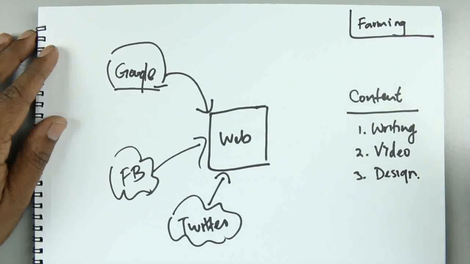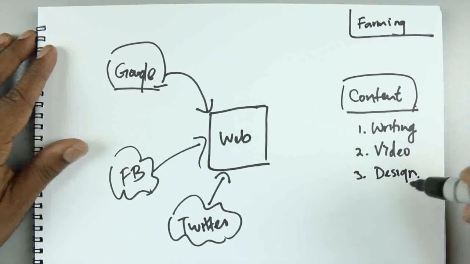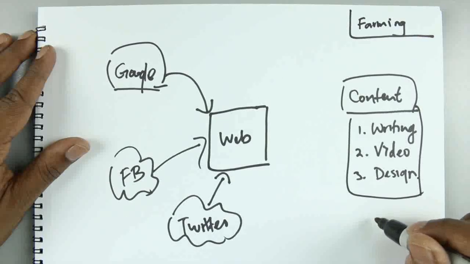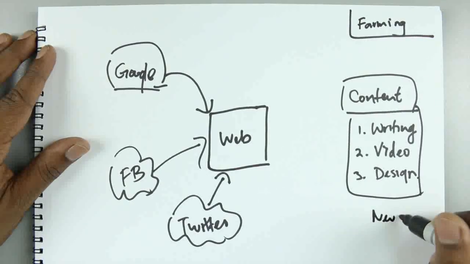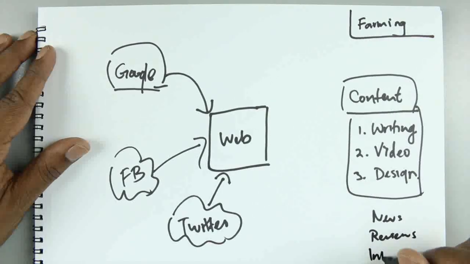So you need to have content. And what kind of content? Well, people say content is king, but what kind of content really matters here? The content that really matters: news, reviews, interviews.